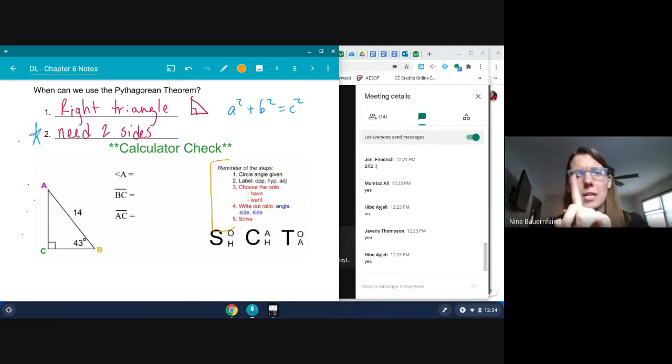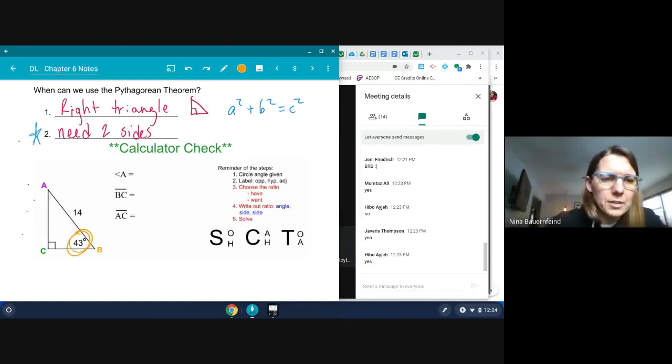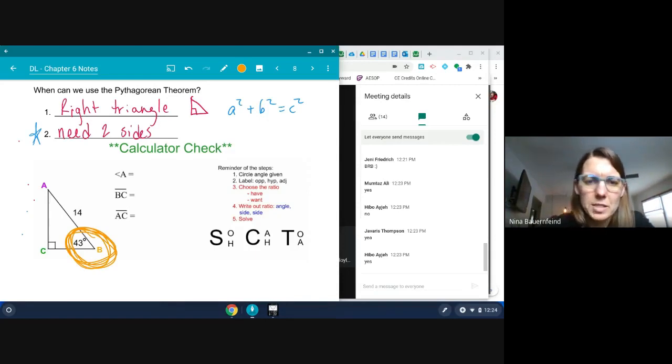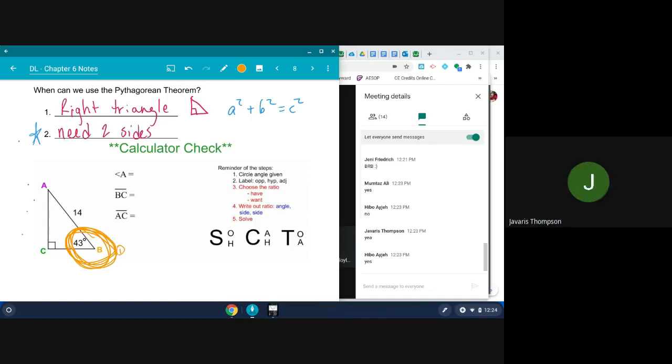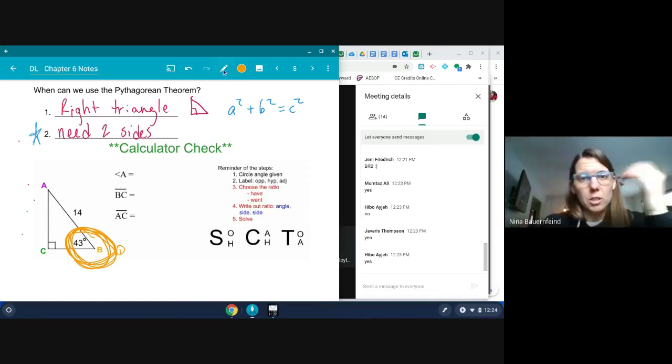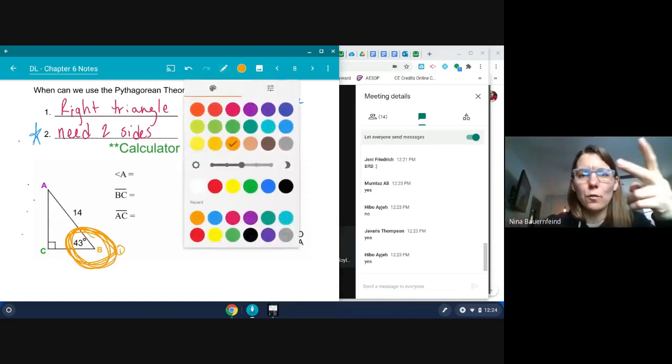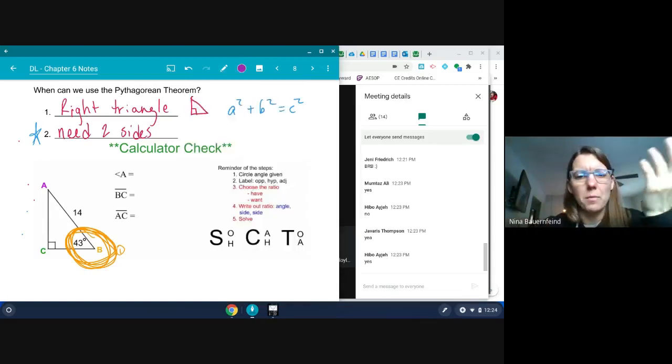The first step says circle the angle given. Do you see how we were given this angle of 43 degrees? That means we're going to circle B because that's the angle we were given. So we're going to circle this. Is everybody okay with step number 1? Yeah. Great. Then the next thing we're going to do, we've done this before. So these first 2 steps are in black because we've done them before. The second step is to label opposite, hypotenuse, and adjacent.